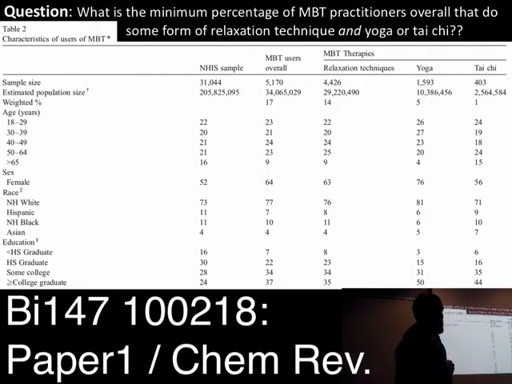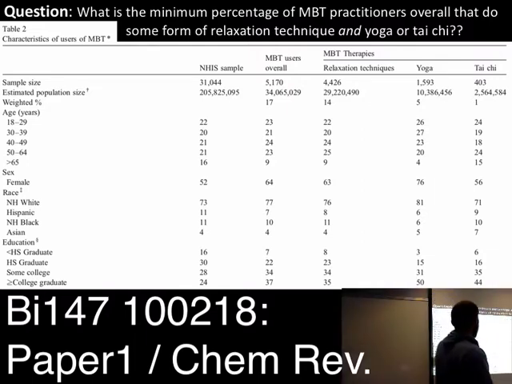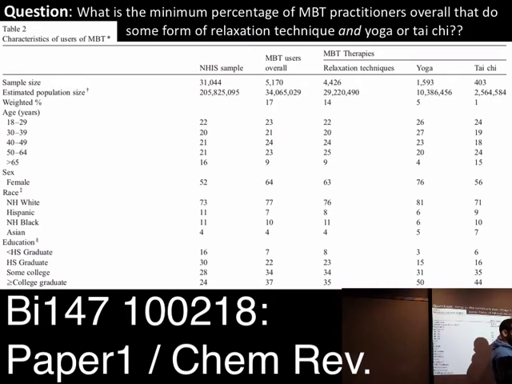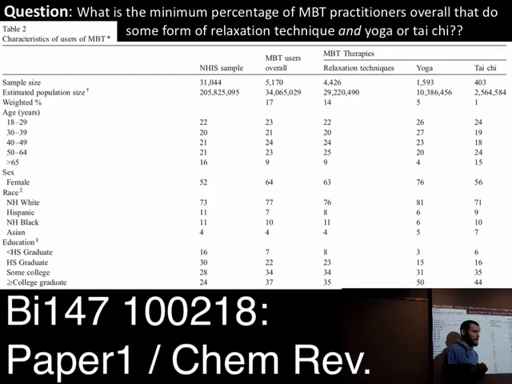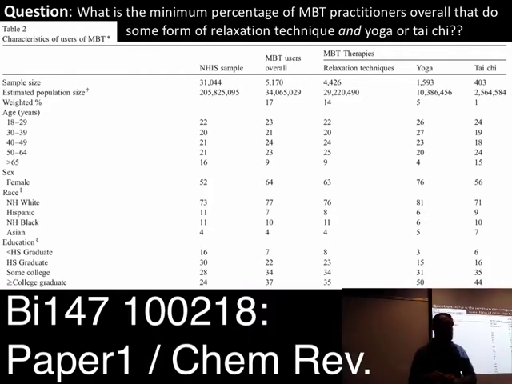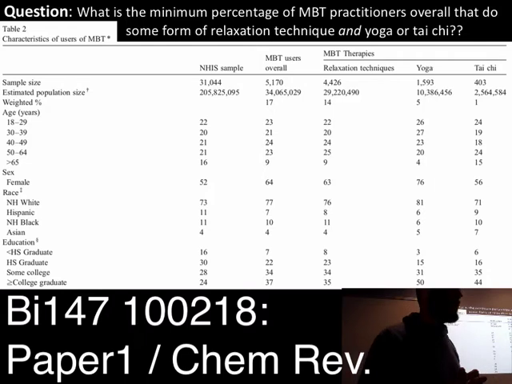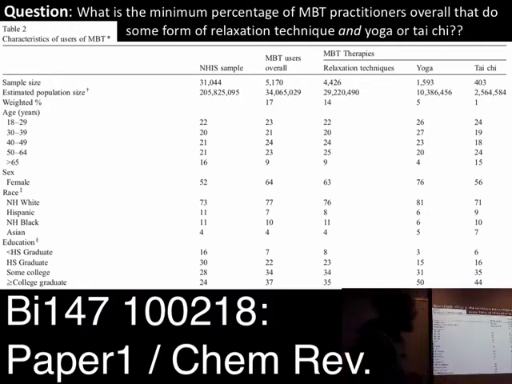All right. So what's the minimum percentage of mind-body practitioners overall that do some form of relaxation technique and they do yoga or Tai Chi? So yoga or Tai Chi, either of them, and some other relaxation, like meditation, breathing, something like that. So what percentage, what's the minimum? I'm asking that question because it's actually an easier question to answer than what is the actual. Huh? Maybe 1%. Okay, well, how did you come up with that?